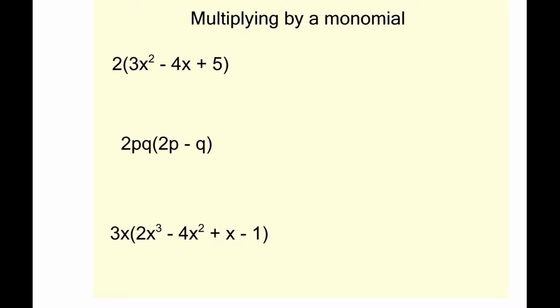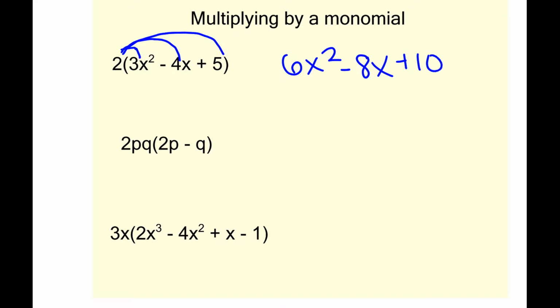When multiplying by a monomial, it's really just using the distributive property and distributing whatever's on the outside, the monomial, to everything on the inside. So for the first one, I'm going to take 2 times the 3x squared, which is 6x squared, 2 times the negative 4x, which is negative 8x, and 2 times the 5, which is plus 10. This is really nothing new. It's mostly what we've done before with the single number on the outside of the parentheses.